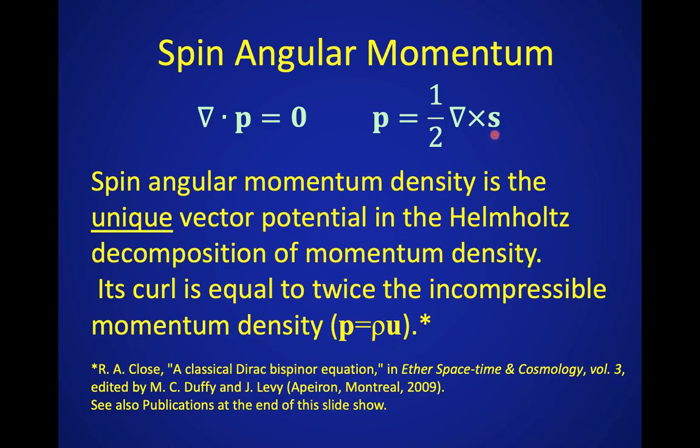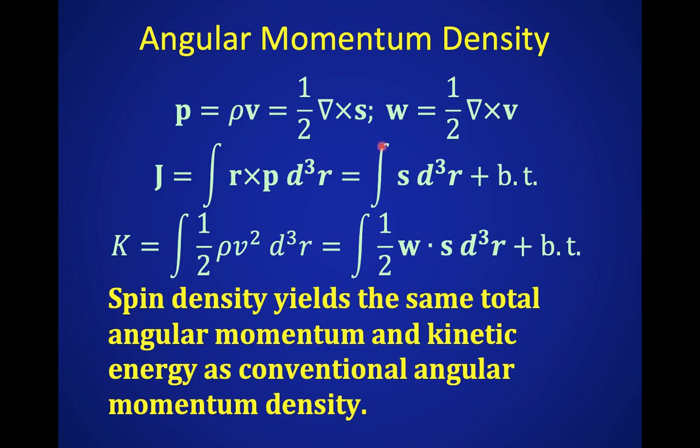So spin angular momentum density is the unique vector field in the Helmholtz decomposition, and it's the vector field whose curl is equal to twice the momentum density. Okay, so we've defined spin density as this field whose curl is twice the momentum density. And we also have angular velocity is half the curl of the velocity field.